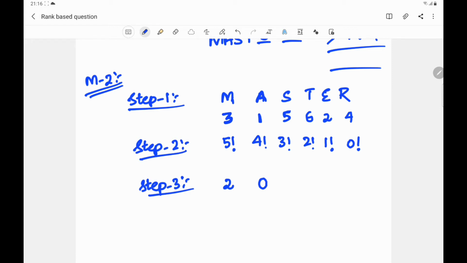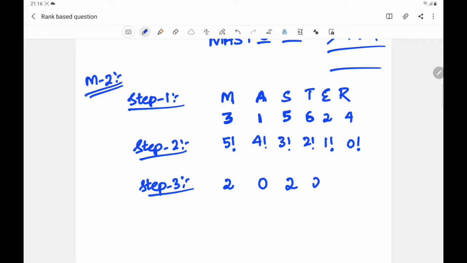Similarly, here we have put 5, so to the right side of 5, are there any ranks that are lower than 5? There are 2 ranks, 2 and 4. Next comes 6. To the right side of 6, are there any ranks lower than 6?